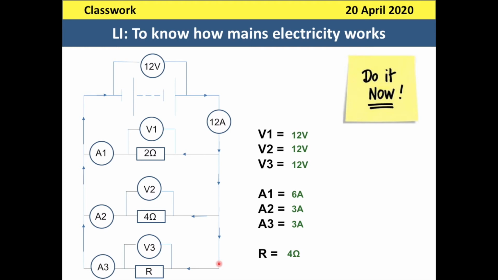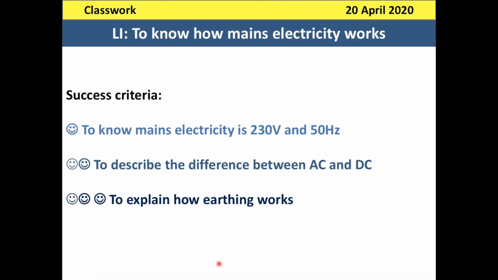So back onto today's lesson then. Today's success criteria is to know mains electricity is at 230 volts and 50 hertz. We're going to describe the difference between alternating current and direct current, or alternating potential difference and direct potential difference, and finally we're going to explain how earthing works.